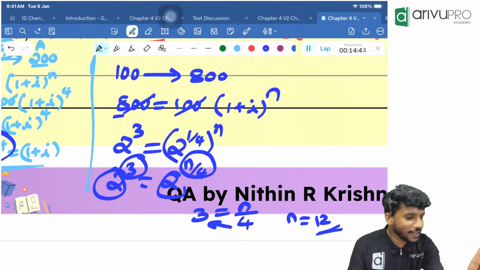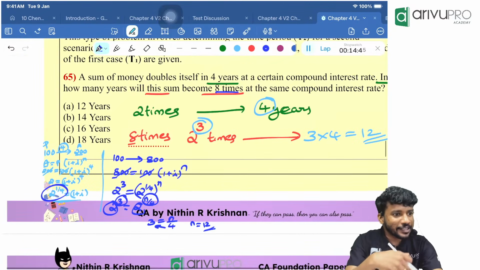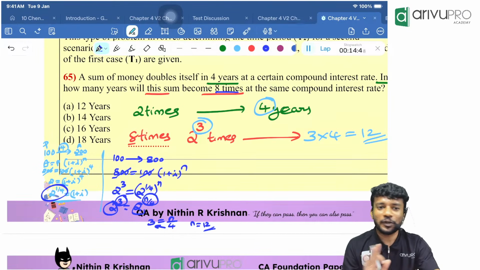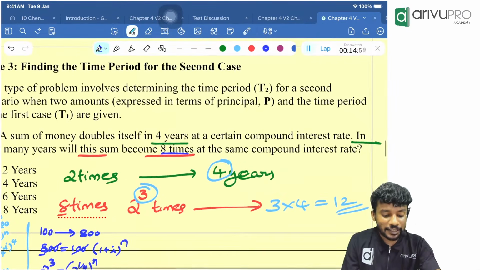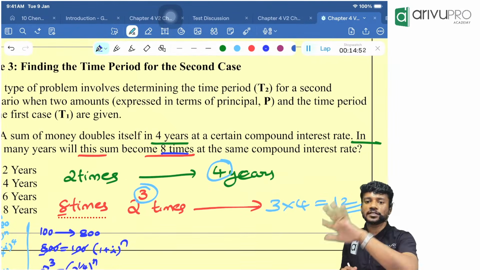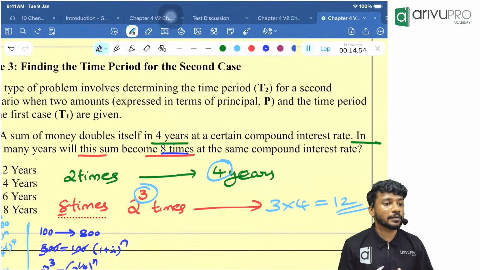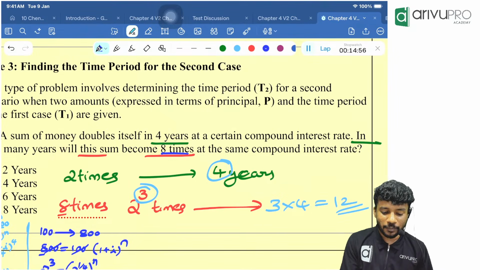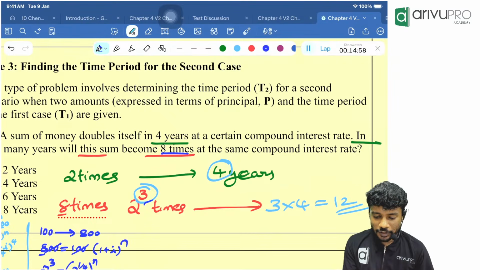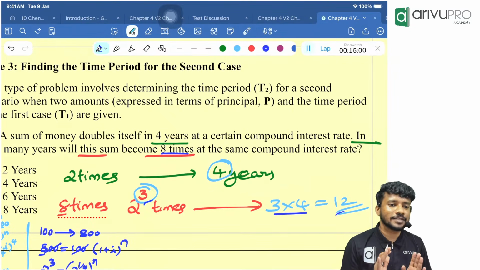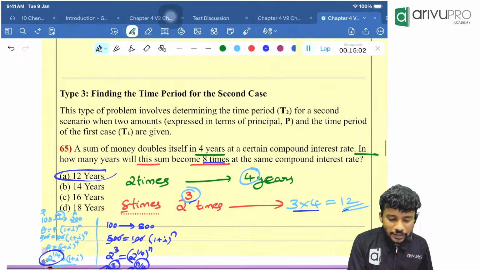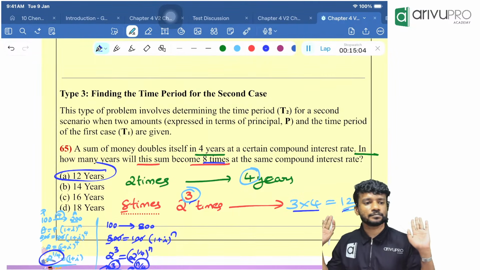Now that is the way. But will you have time to write these many steps inside exam hall? No. That's why we are writing it this way. 2 times it happens in 4 years. Then 8 times means 2 power 3. What is the power of 2 here? 3. 3 into 4 will give you what? 12. That is the number of years rather than writing all the other stuff.